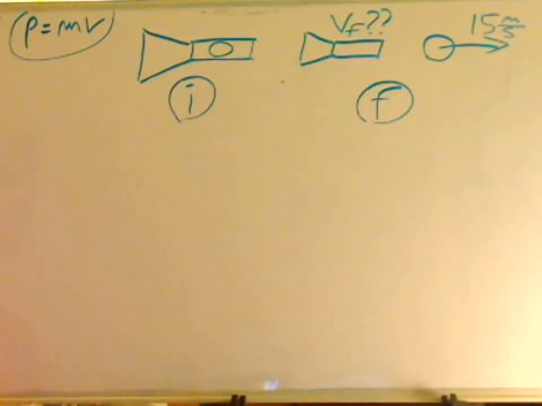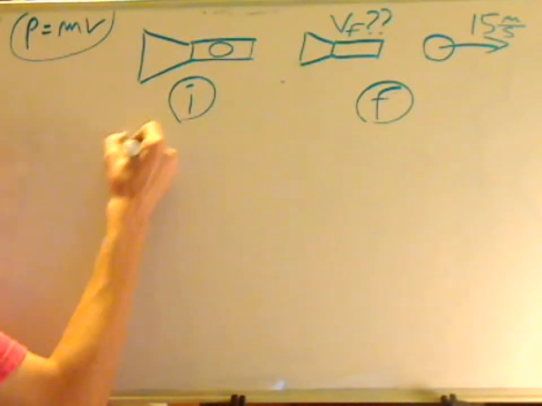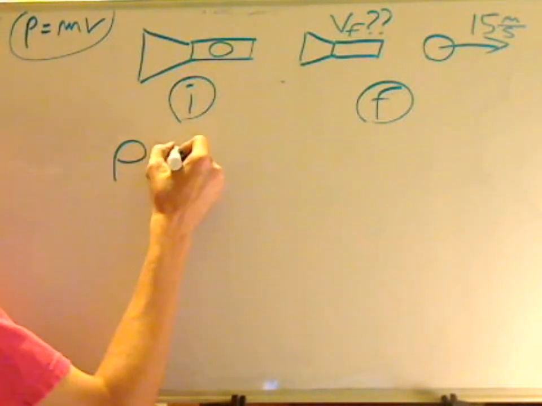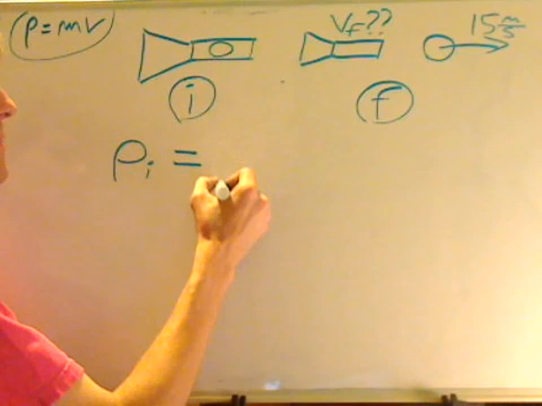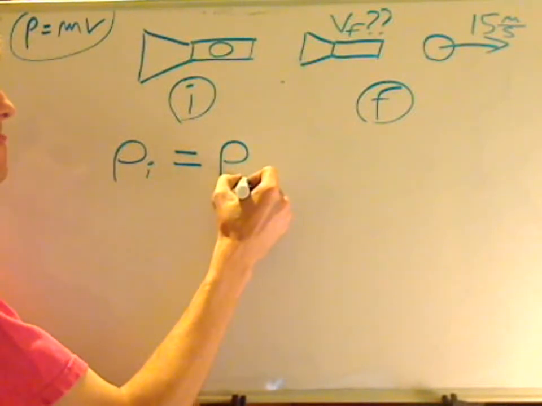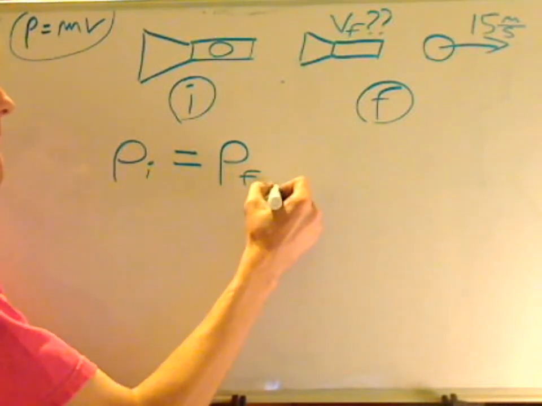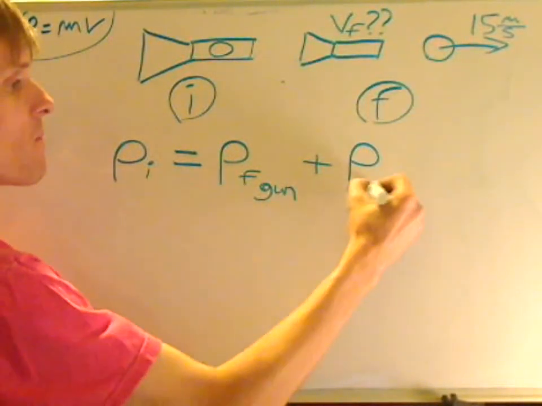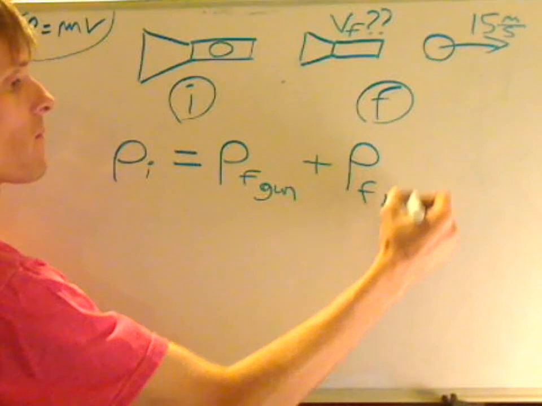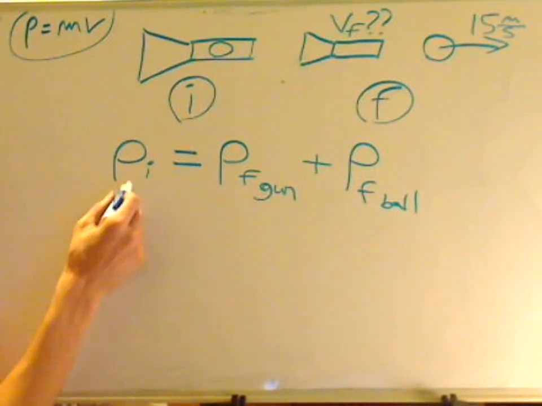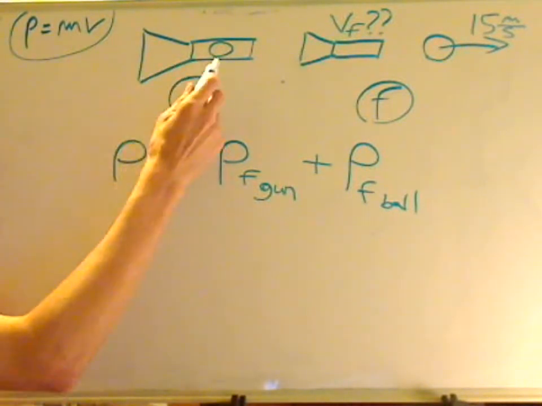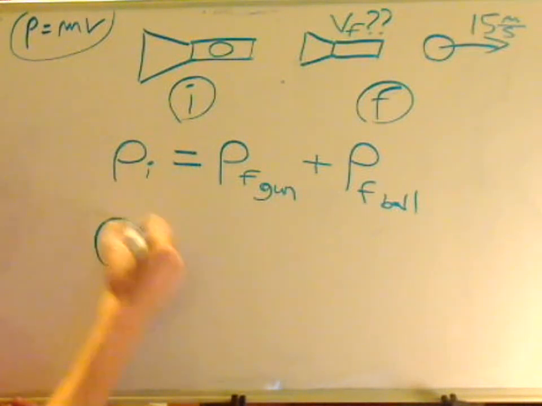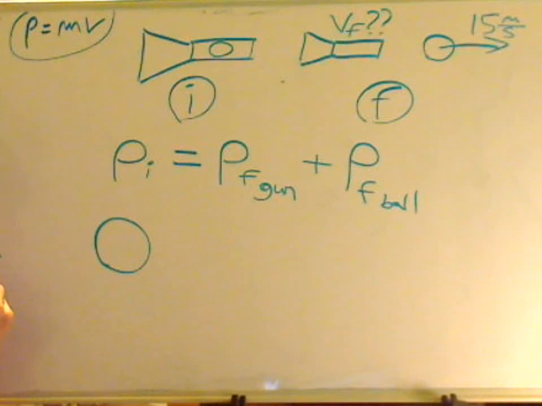So our initial momentum, here we have some initial momentum for our gun plus ball, and that has to equal the final momentum of the gun plus the final momentum of the ball. So what's our initial momentum? Well, our gun and ball are stationary. So our initial momentum is 0, since there's 0 velocity there.